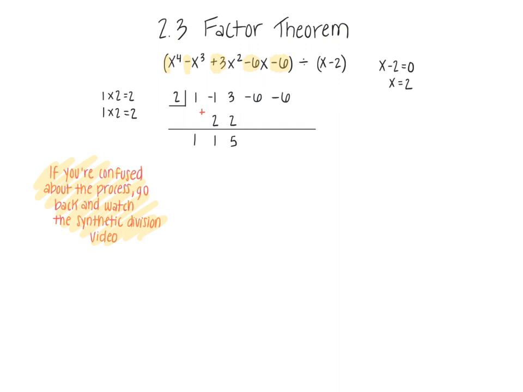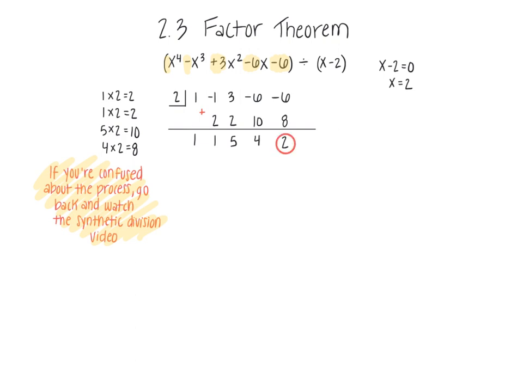Again, multiply this 5 by 2. 5 times 2 is equal to 10. 10 is going to go under the next coefficient. So -6 plus 10 gives me 4. And again, 4 times 2 gives me 8. Place this under your last coefficient. -6 plus 8 gives me 2. Remember, the last number in your answer is your remainder. So here we have a remainder of 2.